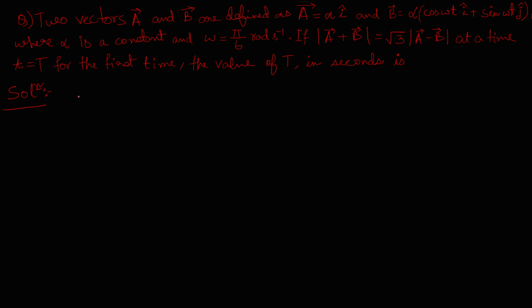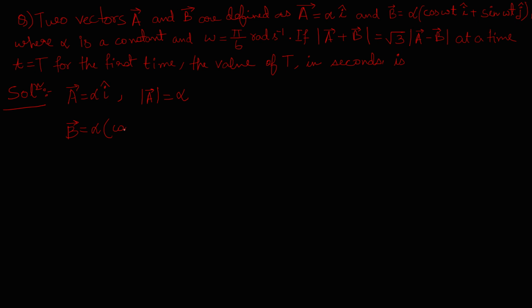First, let us find the magnitude of A and B. Vector A is given as alpha i cap. So what is the magnitude of A? It is simply alpha. You can write root over alpha square, so everything cancels and the answer is alpha. This is the vector part and this is the magnitude part, so alpha is the magnitude. Now for vector B, what is the magnitude?